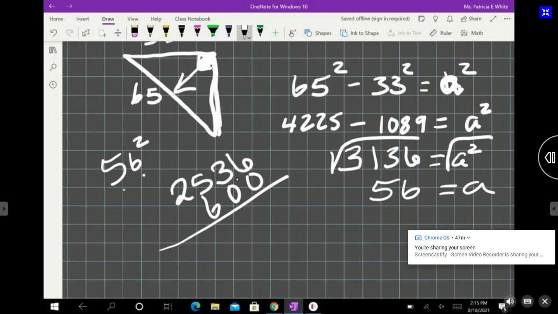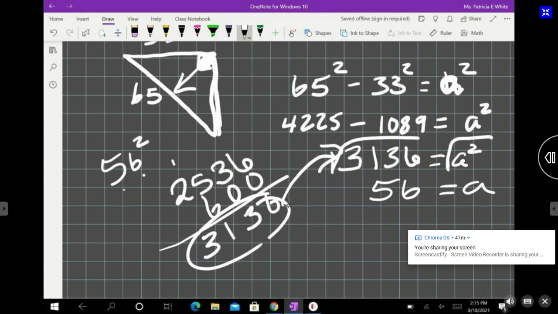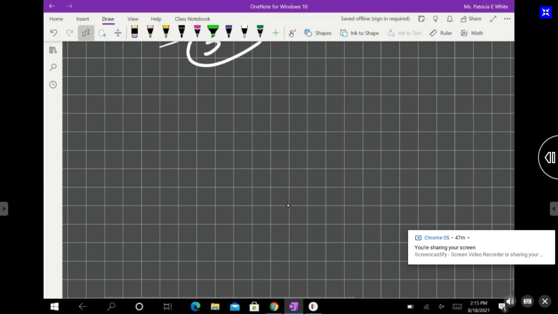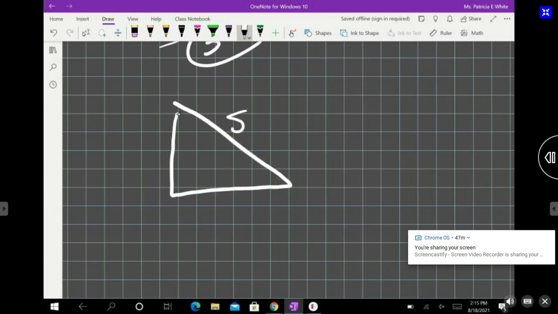Is that the number I wanted? Nope. I can check my work, right? Make sure that I have the right ones. All right, so I'm going to shade in that 56. So what problem am I going to do next? 85. Add or subtract? Do I have a hypotenuse? Yes, ma'am. When I have this hypotenuse, I have to subtract.